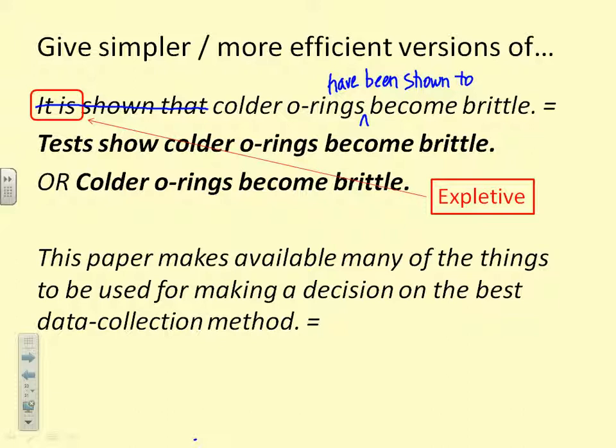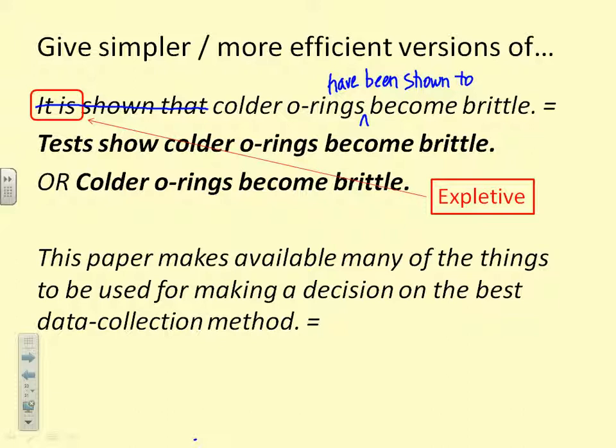Tests show colder O-rings become brittle. Or maybe even just, colder O-rings become brittle. Just say it flat out. Now, there may be some reason why you want to qualify it by saying "have been shown to become brittle" to not be as certain, but if you have a fair amount of certainty, there's no reason why you can't just say it that way.